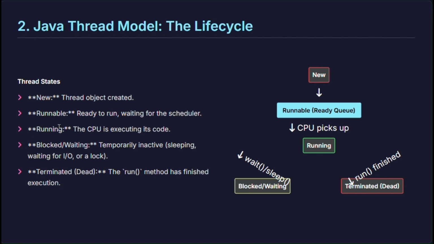Blocked, waiting. The thread is temporarily paused. This happens if it calls sleep, waits for input output like reading a file, or waits for a lock on the synchronized block. It's paused but still alive. Terminated, dead. The run method has finished and the thread can never be restarted. Remember, the transition between runnable and running is decided entirely by the operating system scheduler. This is why the output of multi-threaded programming is often unpredictable.